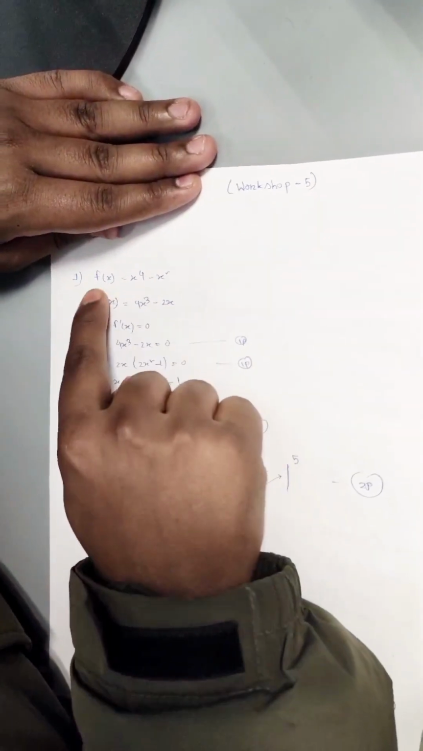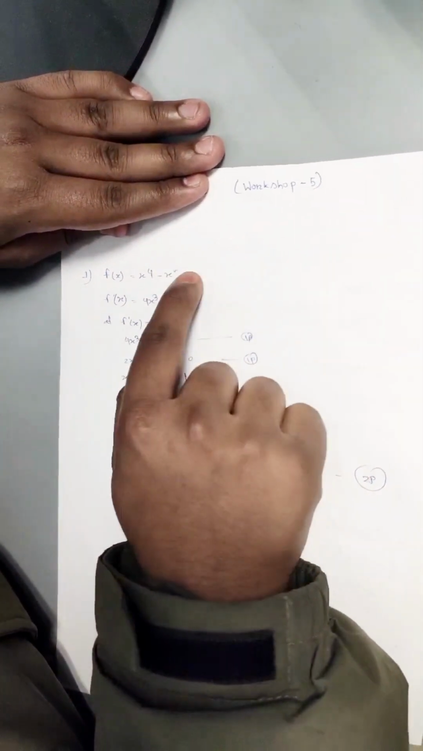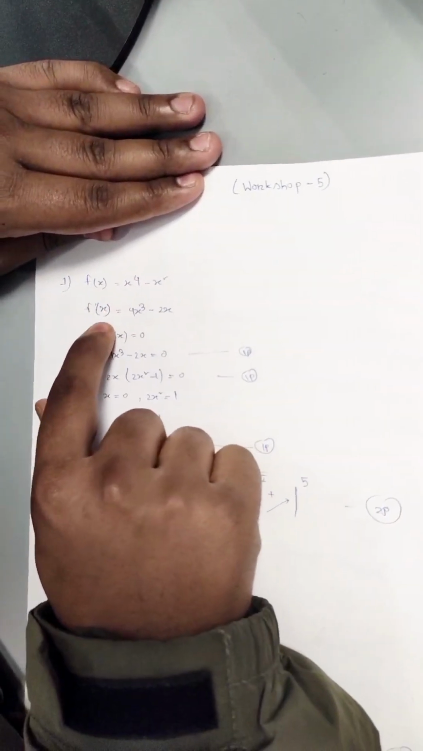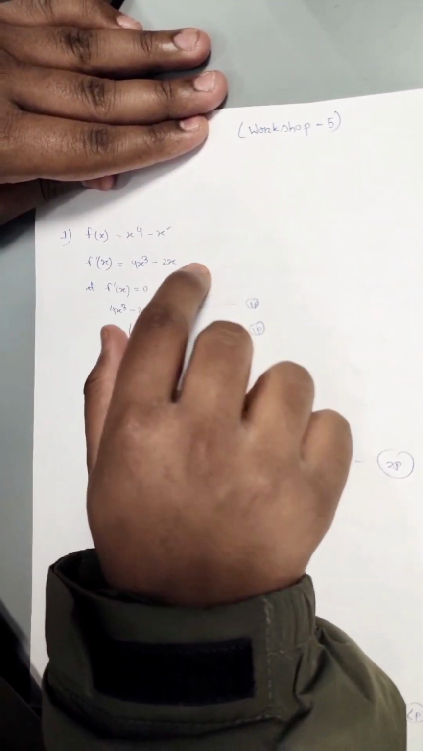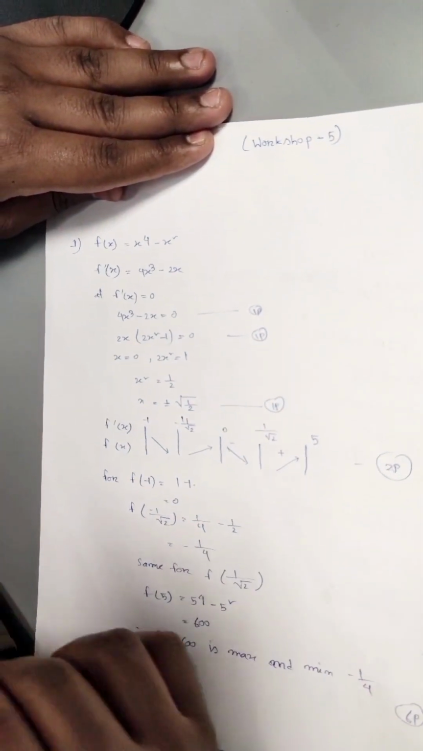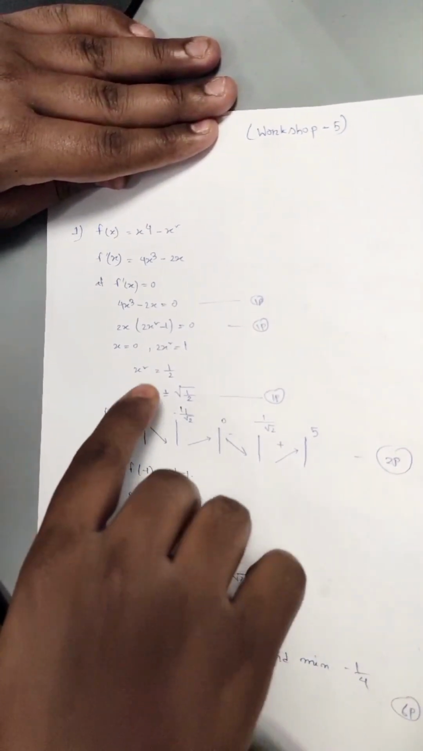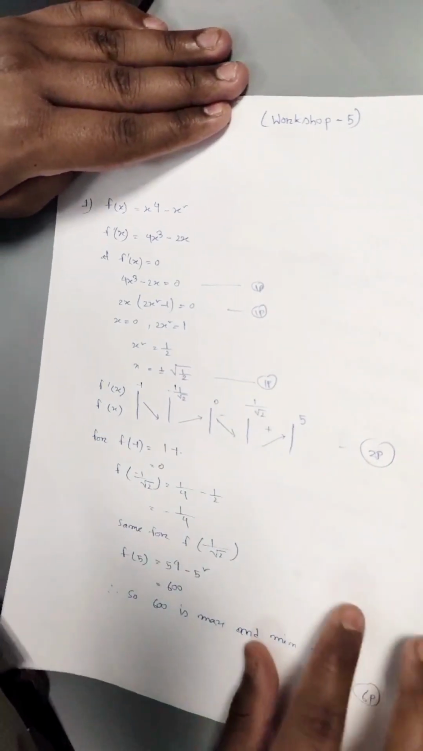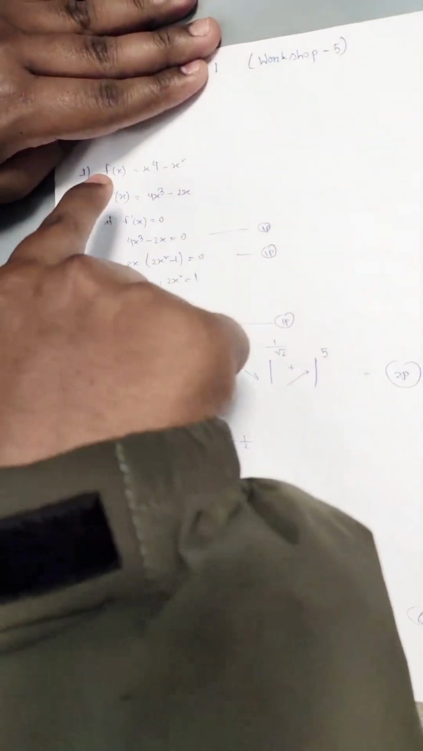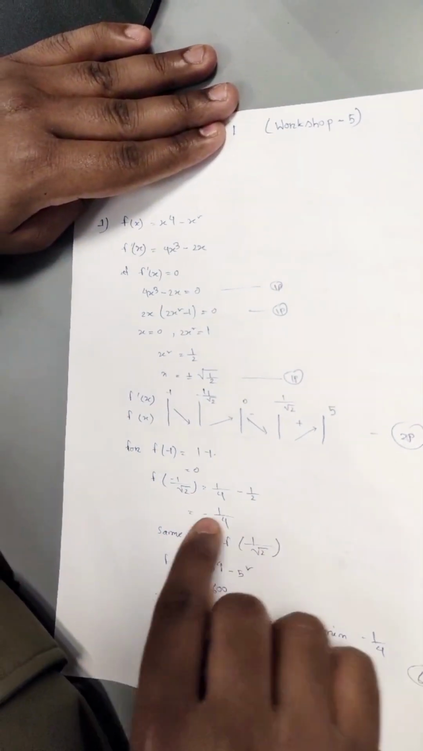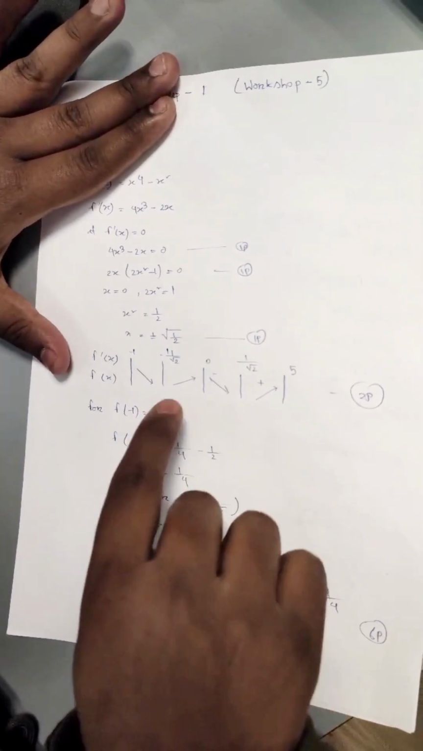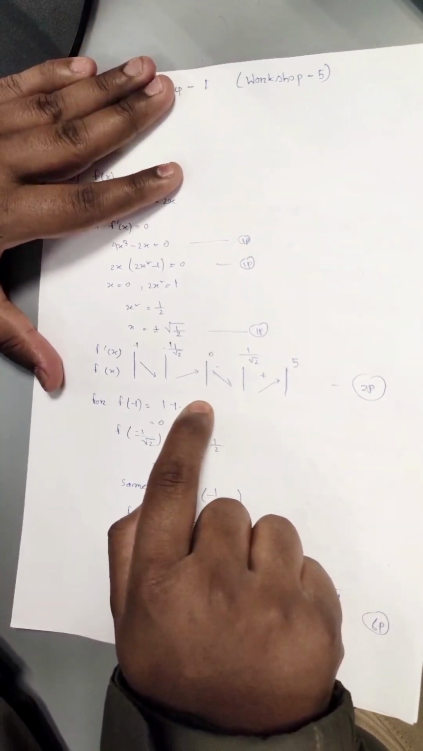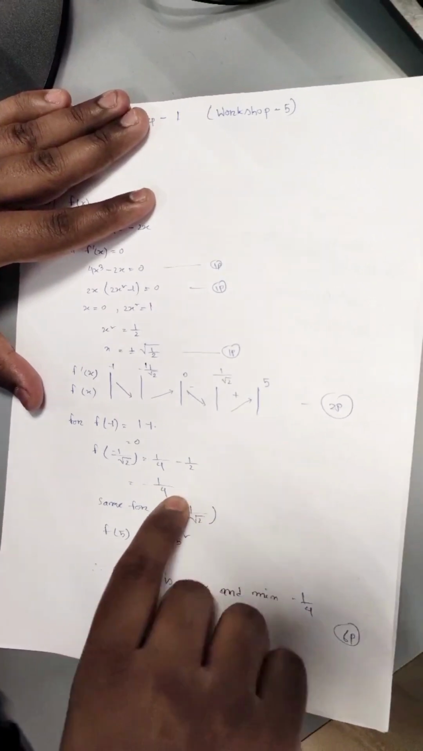For question number 1, this is the equation given in the question. To find the critical point and end points, we differentiate the equation and set it equal to 0, and we get x is plus minus root over 1 by 2. So we put these values in the original equation, and we try to find the maximum and minimum values from the equation.